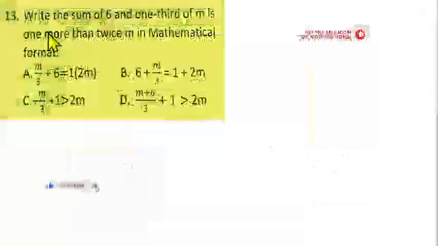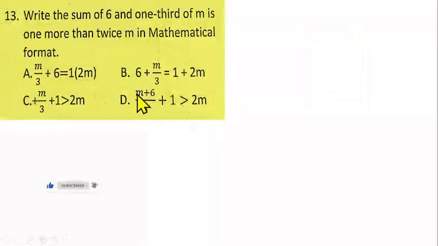Question number 13 is a word problem leading to inequalities. Word problem related to linear equation. Write the sum of 6 and 1/3 of m is 1 more than twice m in mathematical form. So this is a word problem. We have to interpret it mathematically.